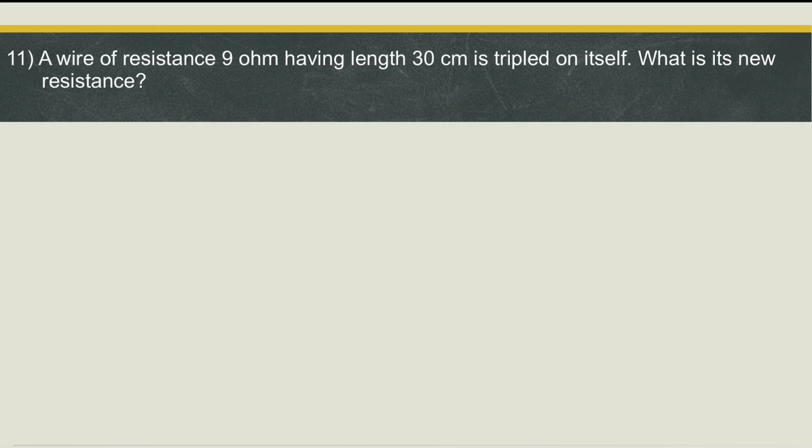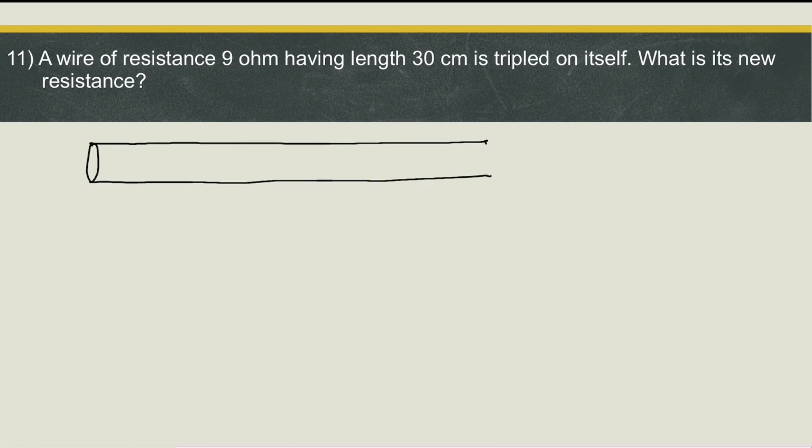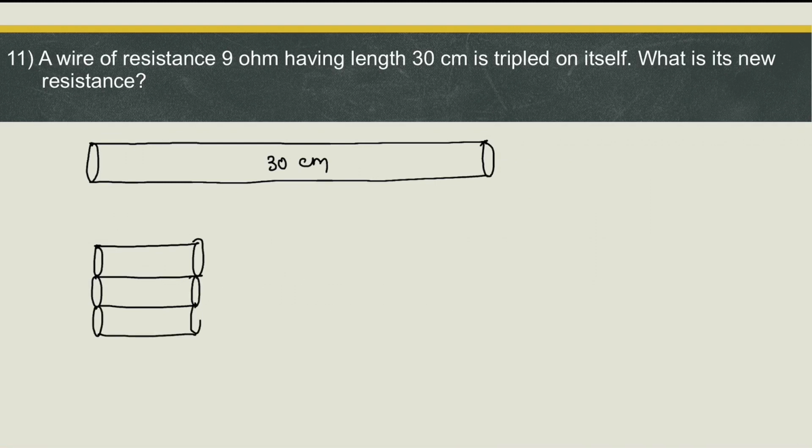A wire of resistance 9 ohm having length 30 centimeter is tripled on itself. What is its new resistance? So what do we mean when we say tripled on itself? This is the wire of length 30 centimeter. Tripled on itself means we fold the wire like this. So after folding the wire, this is what the situation is.